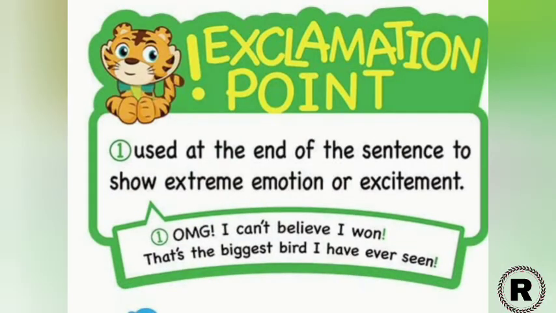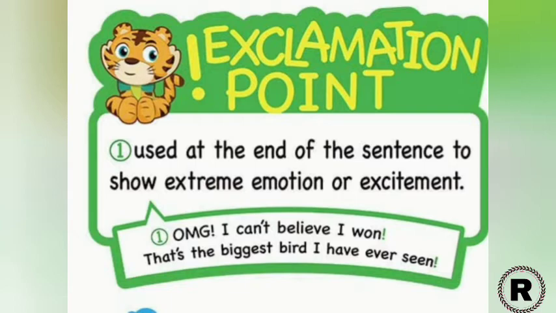So let's discuss the exclamation point. Exclamation is used at the end of the sentence to show extreme emotion or excitement. It can be an emotion of happiness, it can be an emotion of sadness, pain, sorrow. But when the sudden reaction is there, then sudden reaction is shown with the help of the sign of exclamation. This is also called the interjection.